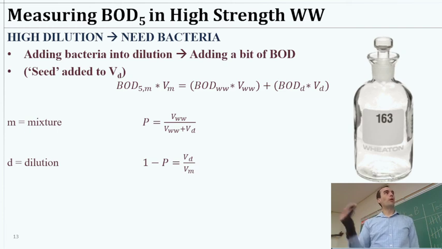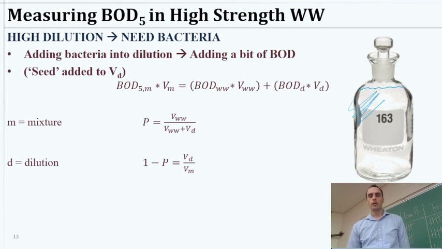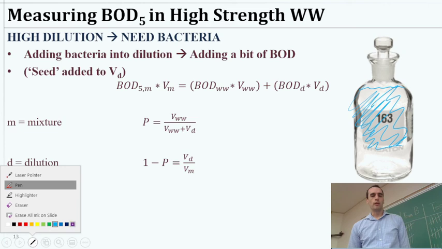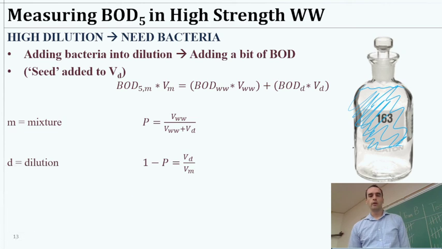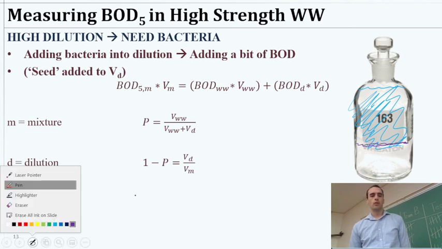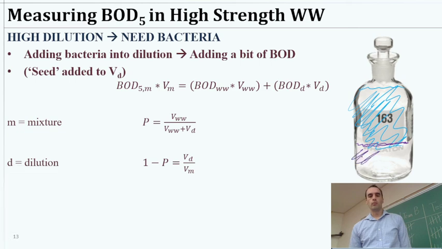If you have a raw wastewater, you probably don't need to. But if you dilute it a whole bunch, maybe you actually should supplement it a little bit. So in this case, last time we said we had a jar filled mostly with diluted, kind of pure water. But essentially what we're doing is adding a little bit of seed water in with that dilution water, and then the rest is wastewater.